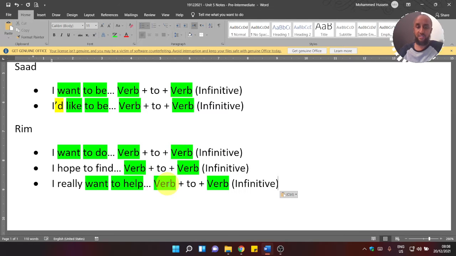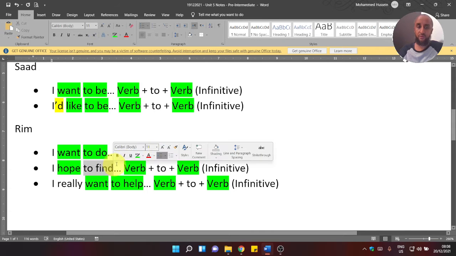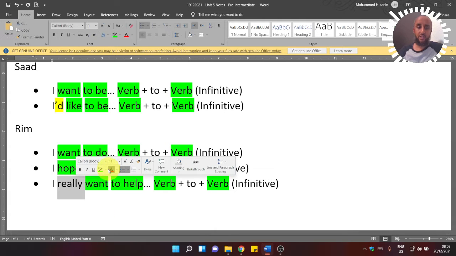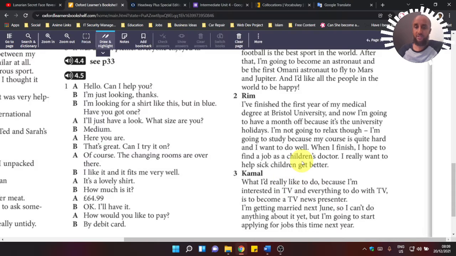So if you can see, these all have the to infinitive as well. So I forgot to highlight this. And really is just an adverb. Remember, adverbs allow us to modify a verb, an adjective, or even another adverb. So that's the job of the adverb. I would like to highlight it with this color, a bit of a purple color. Right, good. So that's it for Rim.